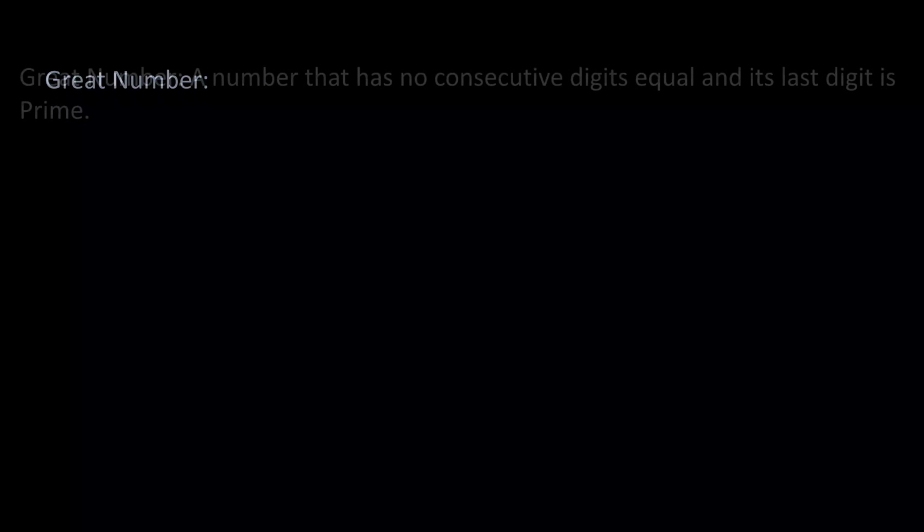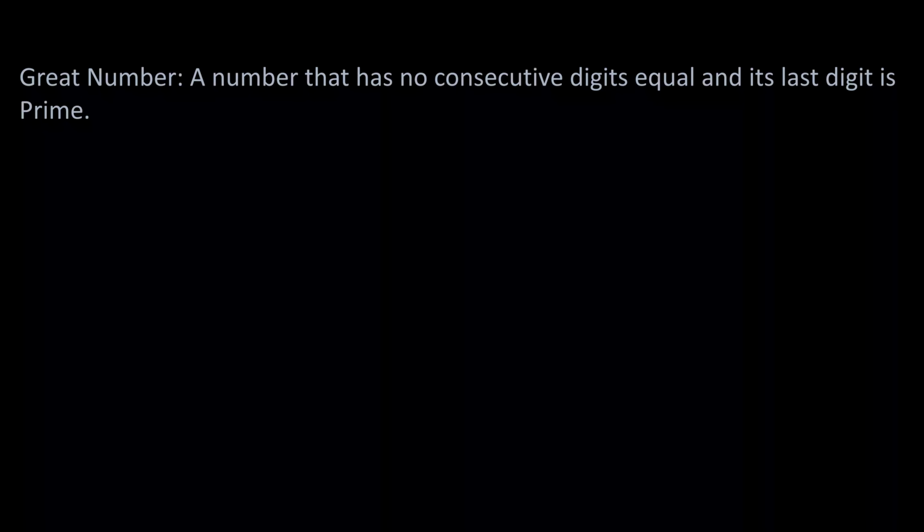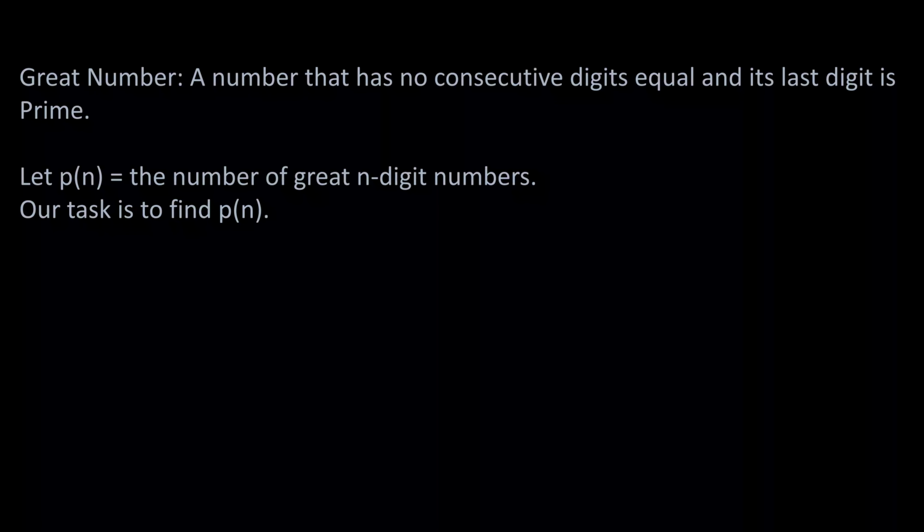Let's define what a great number is: a number that has no consecutive digits equal and its last digit is prime. Let P(n) equal the number of great n-digit numbers. Our task is to find P(n).